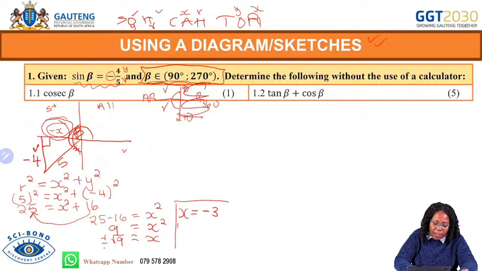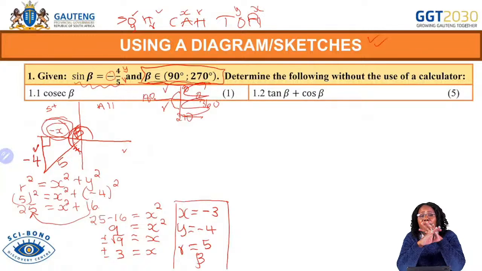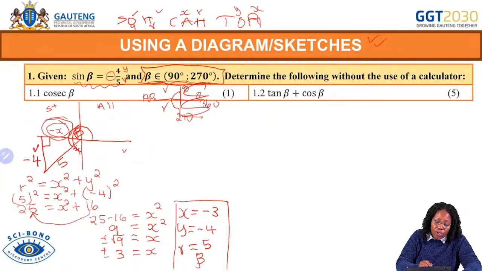I am now clustering my information. Now I'm having a y value which is minus 4 from the given there. I'm having the r value which is equal to 5. This information I can only use if my angle is beta. Okay, now grade 12, everything is clear. I have all the values. I know that I can use this only if I have beta. It's only then that I can answer the problems.